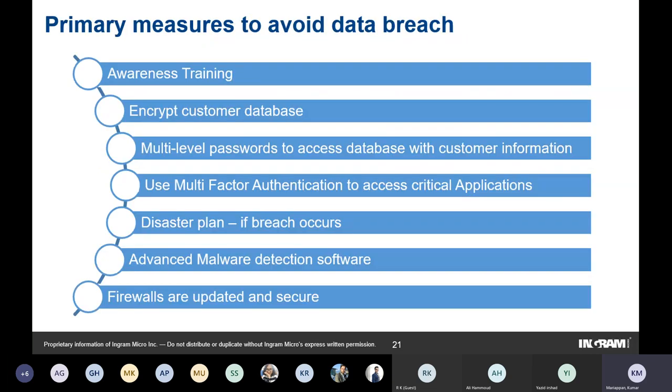So some of the primary measures to avoid data breach includes awareness training, encrypting customer database. So when it comes to encrypting customer database, data is the key. As I said earlier, try to encrypt. So your technology should encrypt it. Try not to depend on a third party to encrypt the data, like TDE, which means that if you're going to encrypt the data using Microsoft SQL, and the technology which comes with it, TDE, Transparent Data Encryption, what happens is it will still allow your database administrator to see the data.